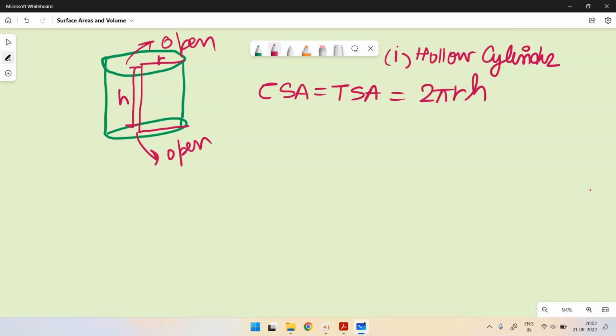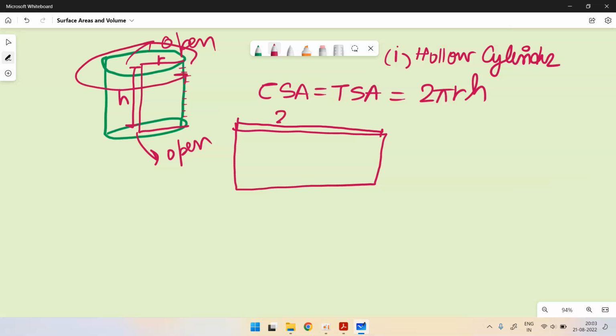How 2 pi r h? See, if you open this sheet, or if you cut from here, it will open, and this length is nothing but 2 pi r, the circumference, and this is height. The area of the sheet will be 2 pi r h.